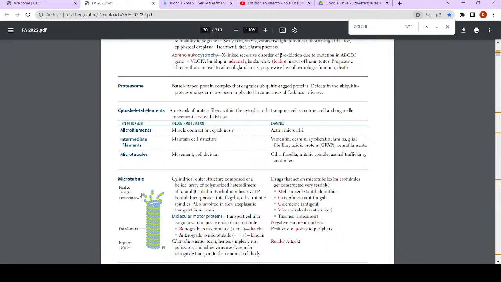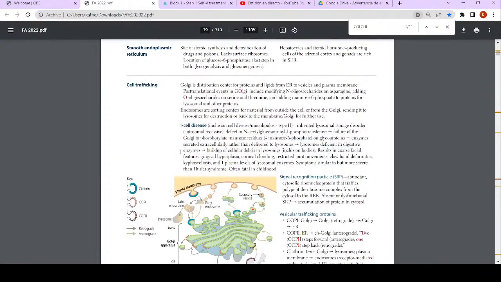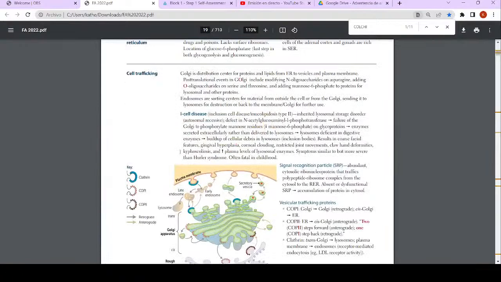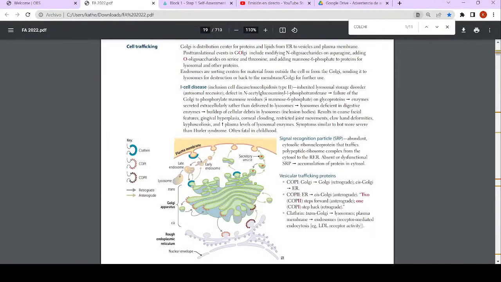It's part of the cytoskeletal elements, right? Microfilaments, actin, intermediate filaments maintain cell structure, and microtubules are for movement and cell division. Okay. This is something they ask you. The I-cell disease.